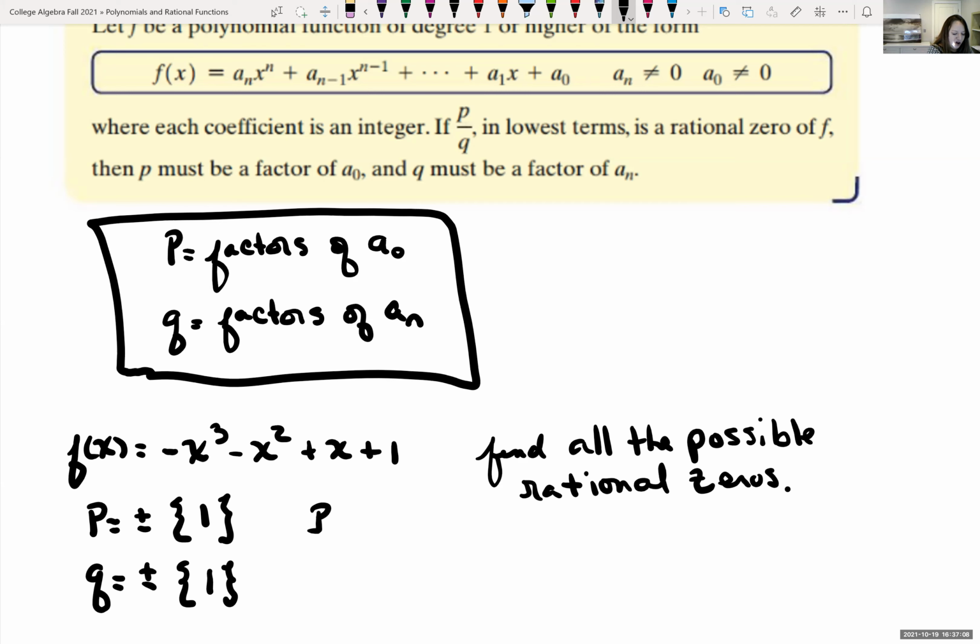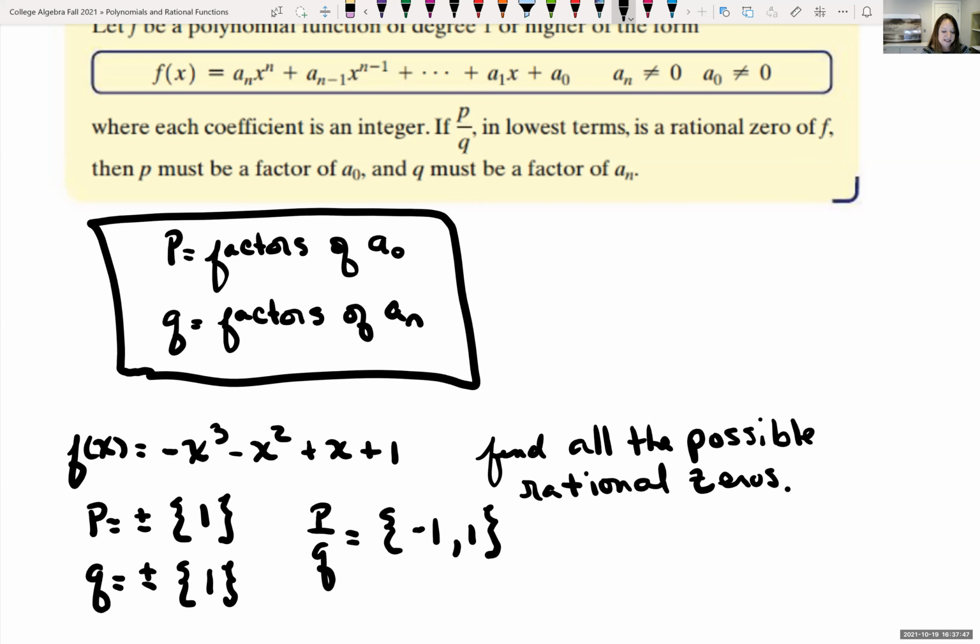So if I look at all my results of what p divided by q can be, I have a negative 1 over positive 1, which is negative 1. I have a 1 over positive 1, which is 1. And any other combination is going to give me what I already listed. So pretty darn cool. If this polynomial has a zero that's rational, then negative 1 or 1 are going to be it. There's not going to be any other possibility. And so we've narrowed down our search a lot.